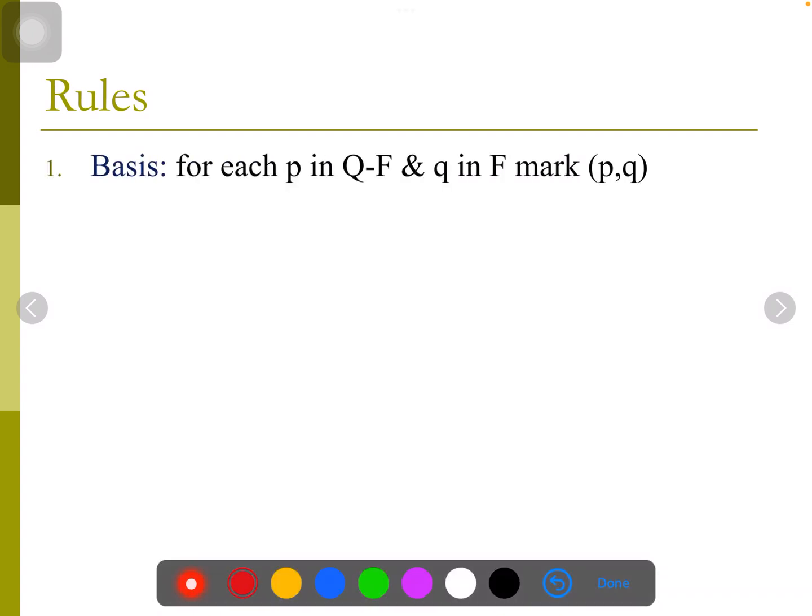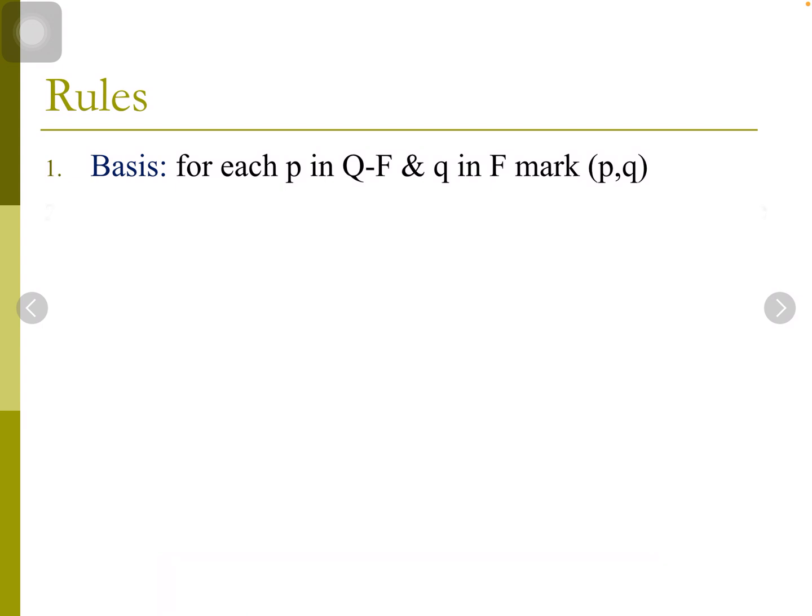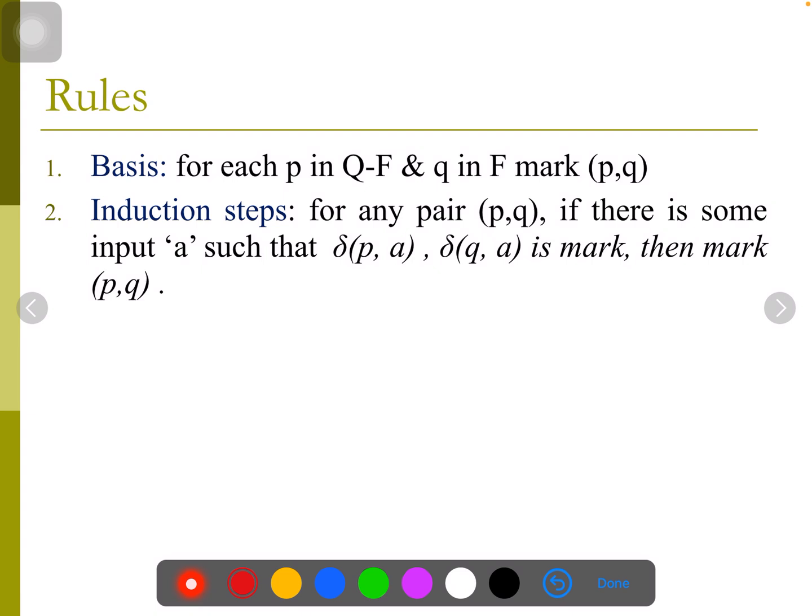The first rule is the basis. For each P in Q minus F and Q in F, mark P, Q. That means if one state is in the non-final states and the other state is in the final states, you have to mark the pair in the table. You can mark it directly. The second rule is the induction step. For any pair P, Q, if there is some input A such that delta(P, A) and delta(Q, A) is marked, then mark P, Q.